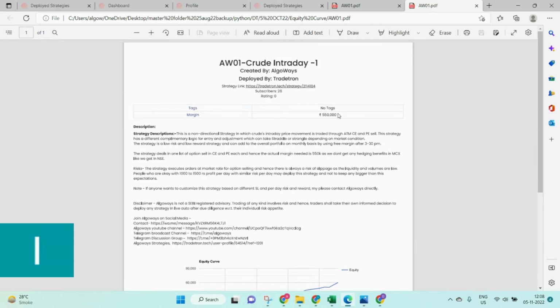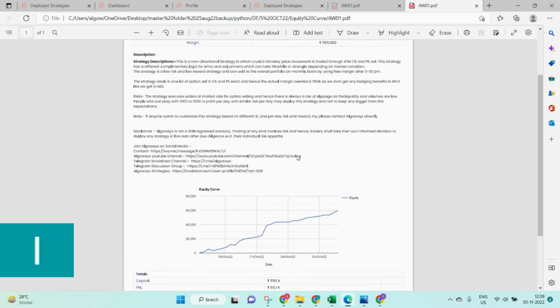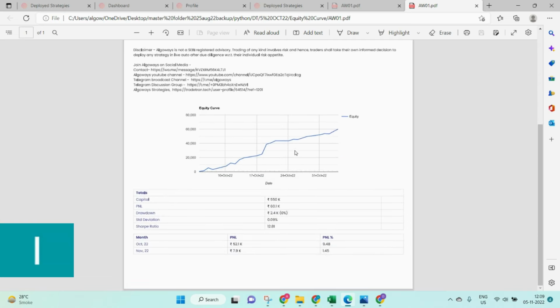Of course, the margin requirement for each and every strategy is 5.5 lakhs. It may differ from broker to broker. Some brokers charge even more than this, and some brokers charge drastically lower. So you need to check the margin depending upon the broker you are using. This is not a figure which should be taken for granted. It is dependent upon the broker, but on average 5.5 lakhs should be okay, barring one or two brokers. So this is the equity curve of this strategy.